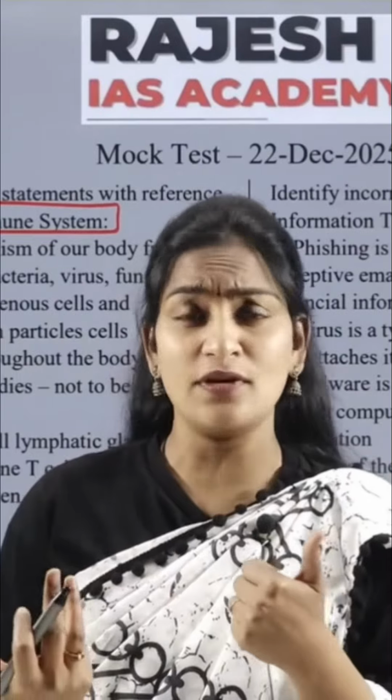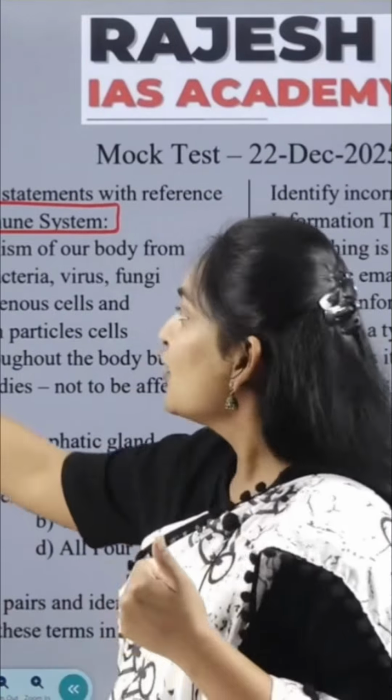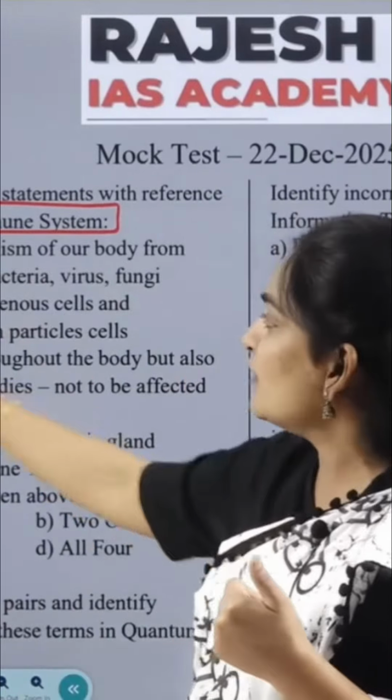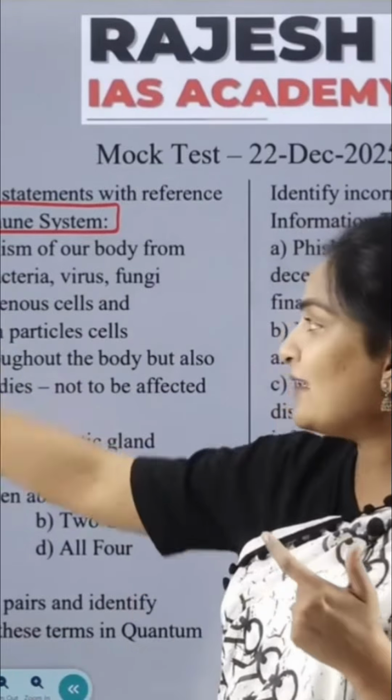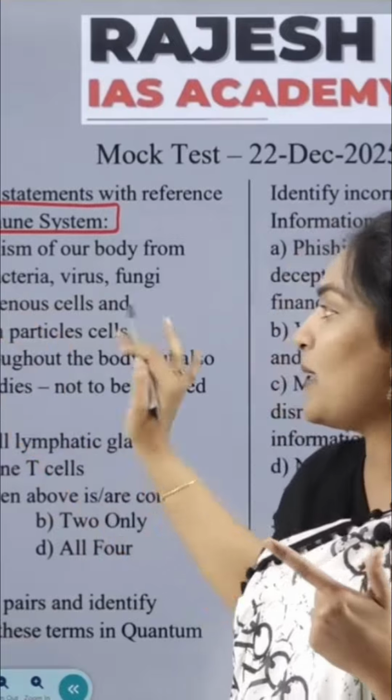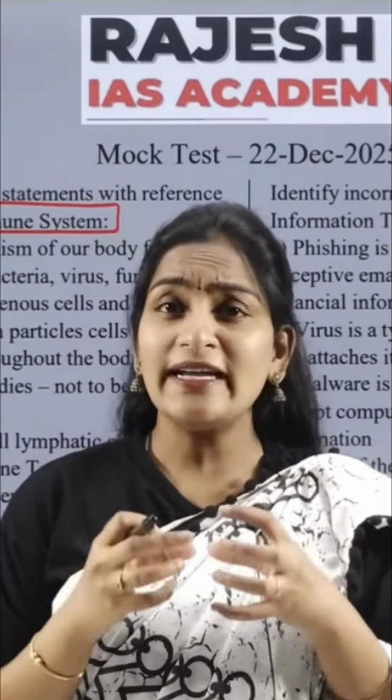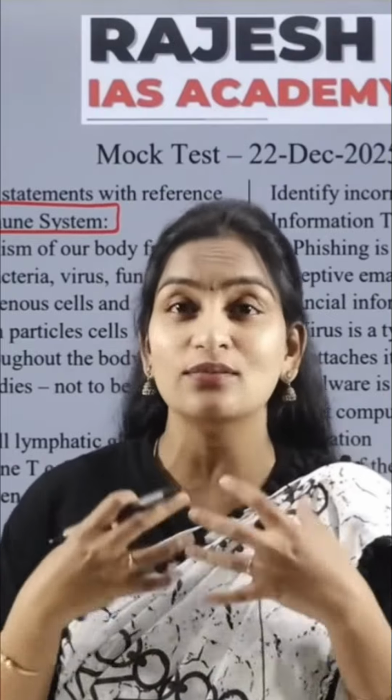That is a basic thing where every person, even who do not prepare for UPSC, will have common sense regarding that. So the first option you can see, it is a defensive mechanism of our body from harmful pathogens like bacteria, virus, fungi. And this is definitely a right option. And the second thing, it also recognizes indigenous cells and distinguishes them from foreign particle cells. Definitely, how will our immune system identify whether the particular thing which entered into our body is a foreign particle or a pathogen which is creating some diseases in our body?